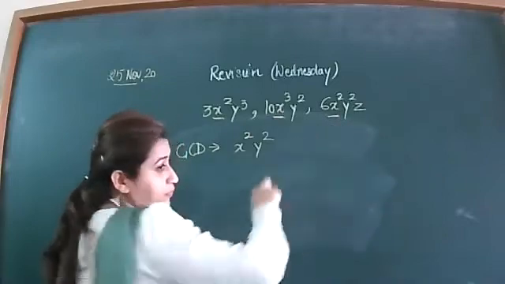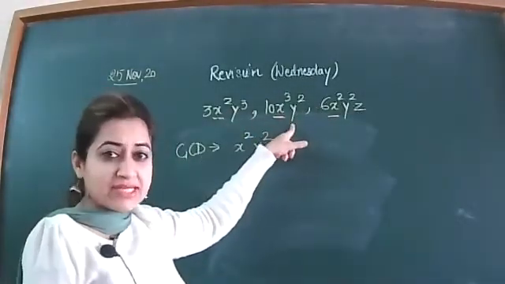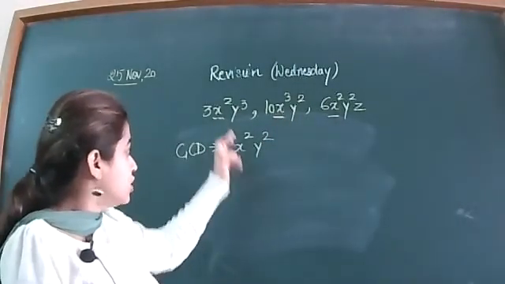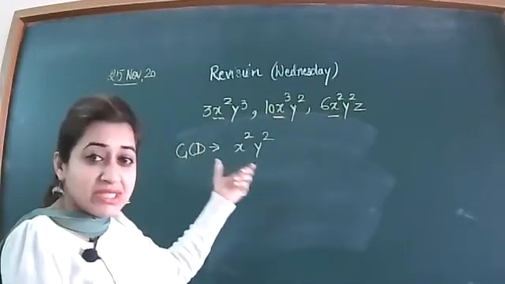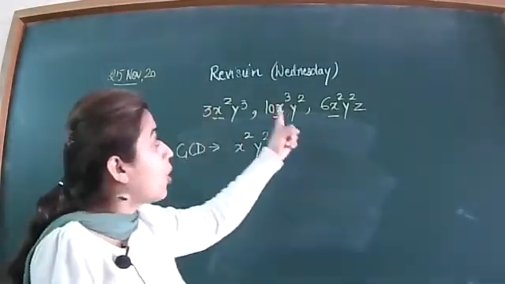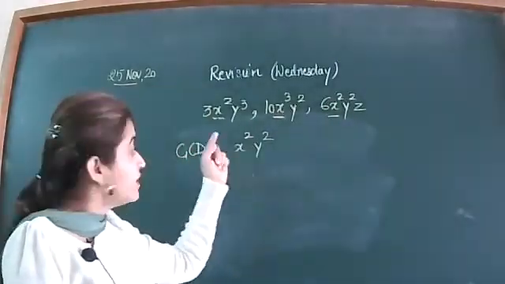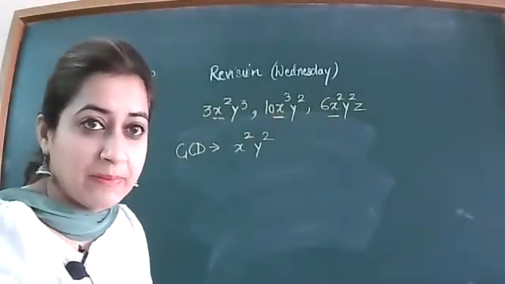And z is there in the third term, but it's not there in the first and second term. So z will not be a part of this GCD. So the greatest common divisor is x square y square. So the GCD is the term that comes in all three terms. That is called the greatest common divisor. That will divide all the three terms. That is called GCD.